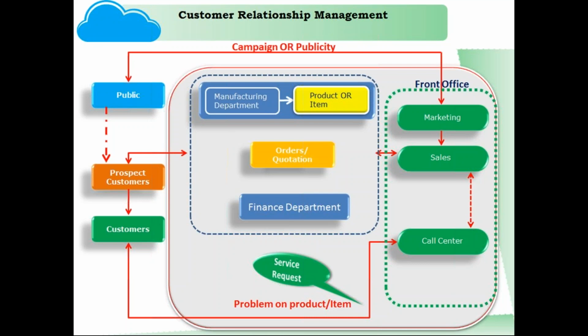From the back office, all manufacturing, supply chain, distribution, and financial related activities happen. The main job of the front office is interacting with the customers and the prospects. That is the main functionality of the front office. All CRM, customer relationship management applications are used by the front office people only. The main applications in CRM are sales and services.